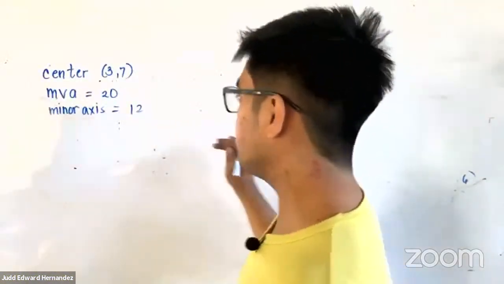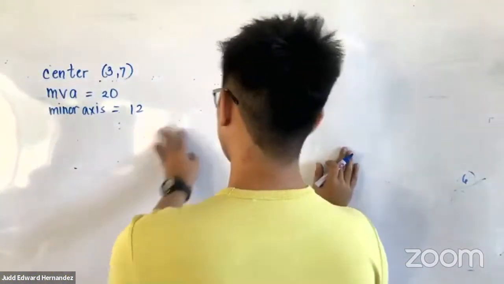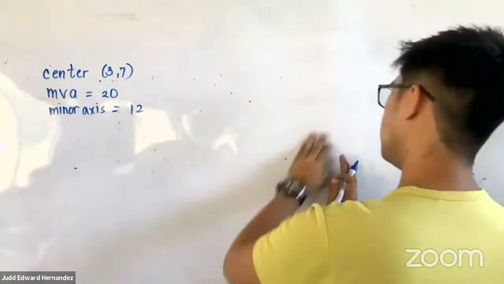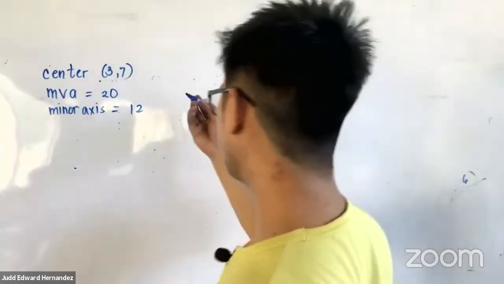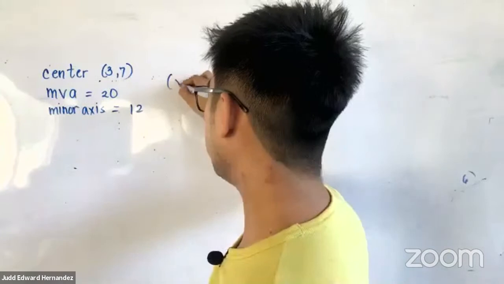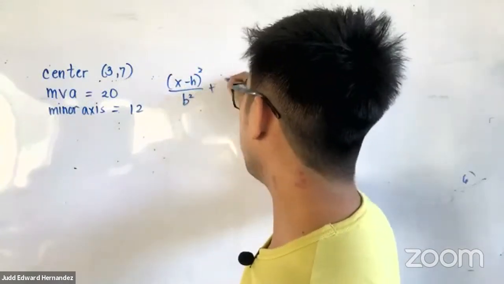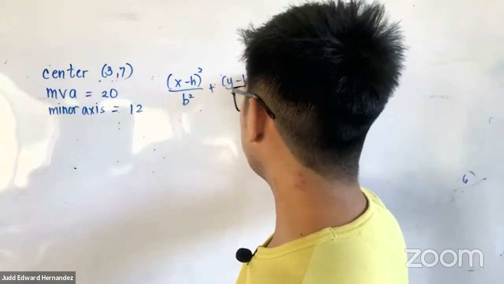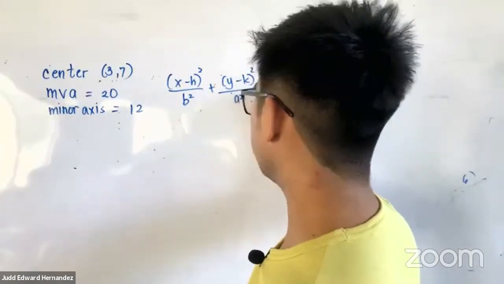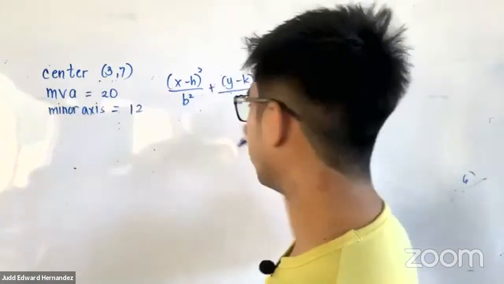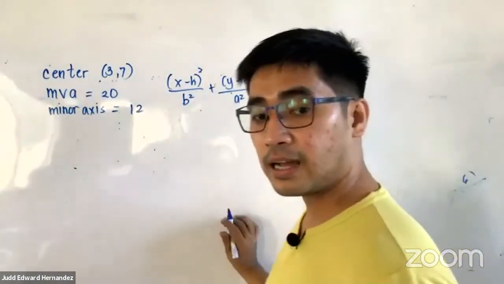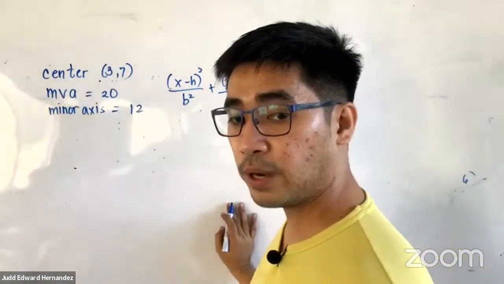Sabi sa atin, major vertical axis. So anong gagamitin nating standard equation if it is major vertical axis? Major vertical axis, that is x minus h quantity squared over b squared plus y minus k quantity squared over a squared is equal to 1. Since this is major vertical axis, it has a length of 20.